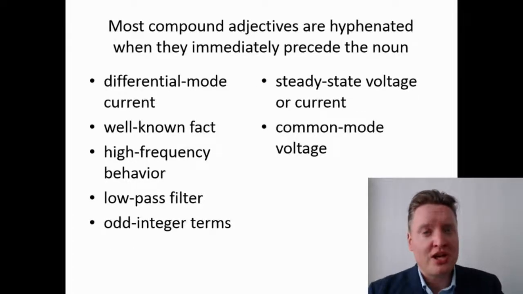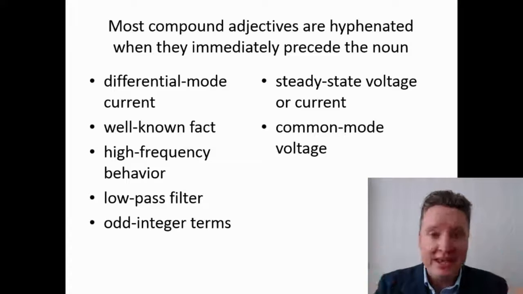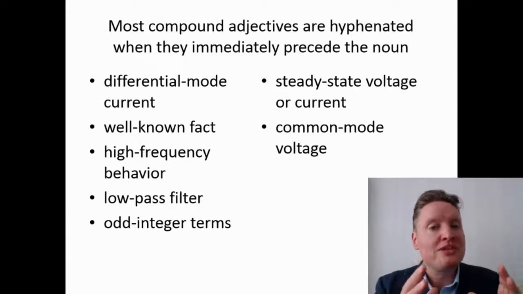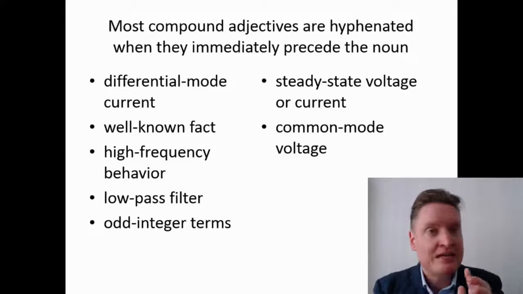Now, most compound adjectives are hyphenated when they immediately precede or come before the noun. Example, differential-mode current. Differential and mode are both modifying current. We can't say differential current, wouldn't make sense. We can't say mode current, also wouldn't make sense. Both of those words together create a new meaning for the current, so they've got to be hyphenated.